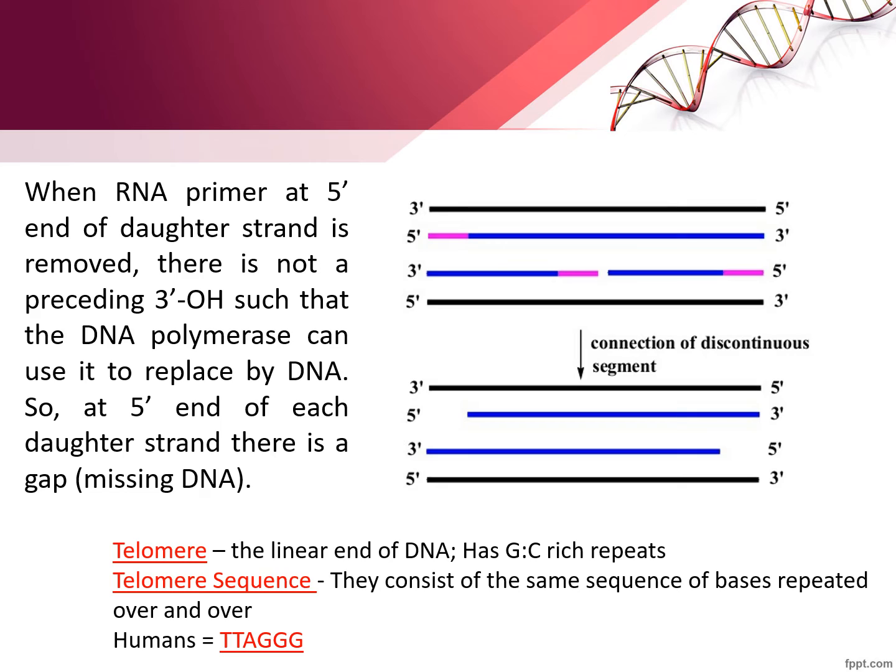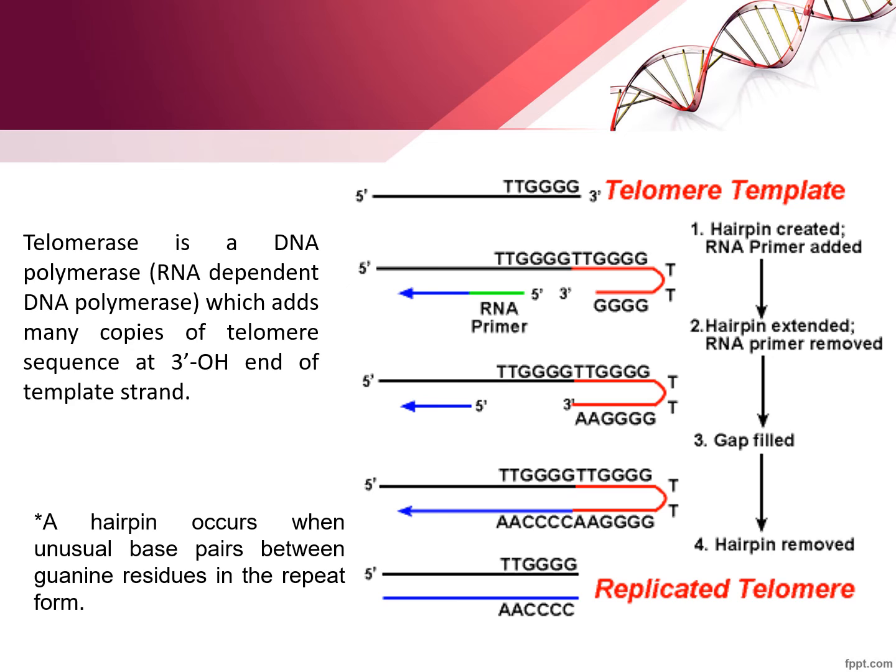These telomere sequences do not code anything, but they are essential to fill the gap in the daughter strand and maintain the integrity of DNA. There is an enzyme found in eukaryotic cells called telomerase. Telomerase is a DNA polymerase which adds many copies of the telomere sequence at the 3' OH end of the template strand. Unlike other DNA polymerases, telomerase adds DNA at the 3' OH end of the parent strand, not at the daughter strand. And also, it synthesizes the same sequences over and over in the absence of a template strand.